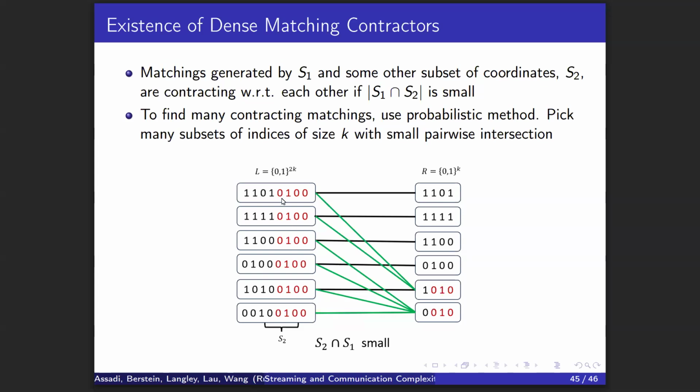Right. And again, each matching has these fixed indices and these variable indices. And because if I pick another set S2, which has small intersection with S1, the variable part of S2 will have a large intersection with the fixed part of S1. Yeah. And because of that, the set of possible things that S2 can map to is only a small set on the right side. Yeah.